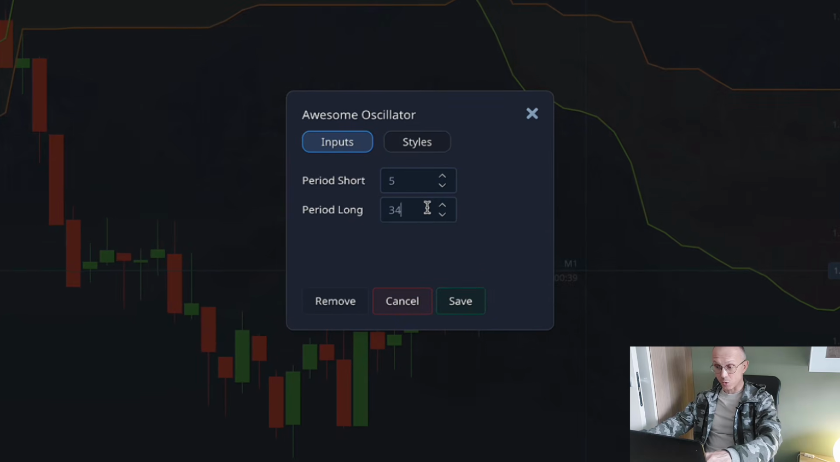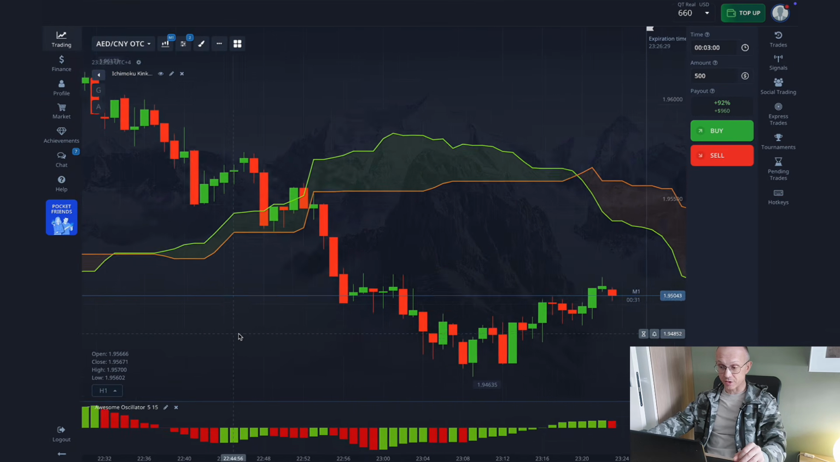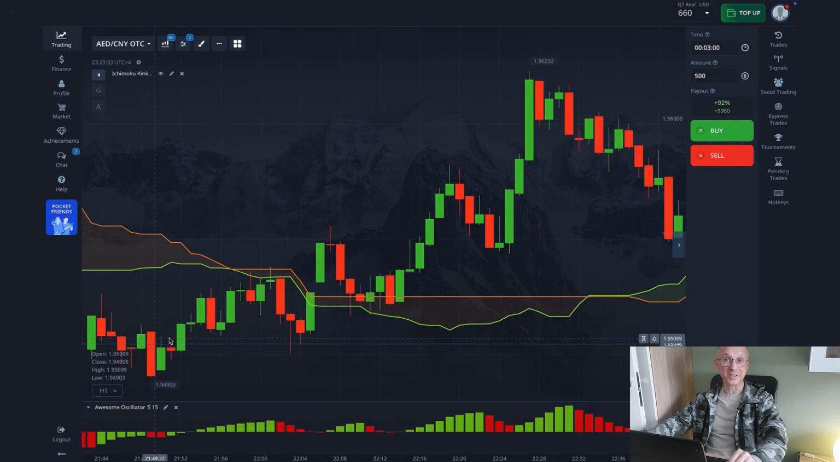Let's configure the Awesome Oscillator. Set period long to 15 and save. So, the indicators are ready to go. Friends, if you trade on your phones, configure them in the same way.